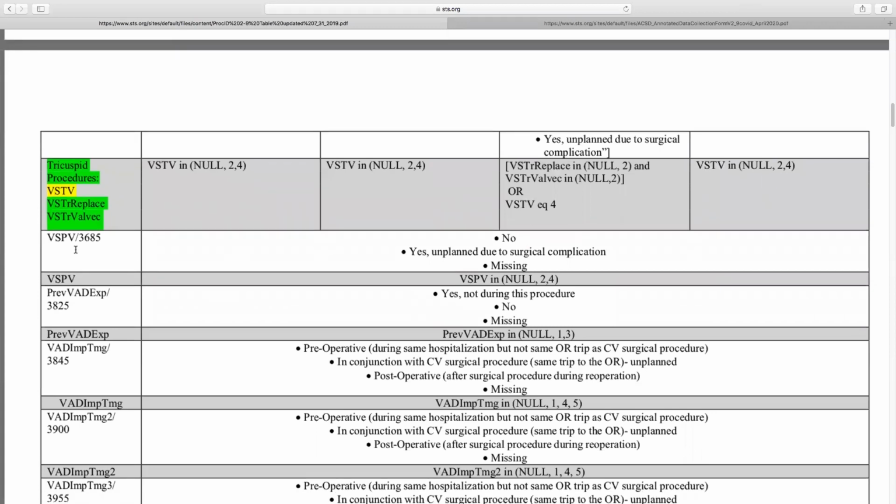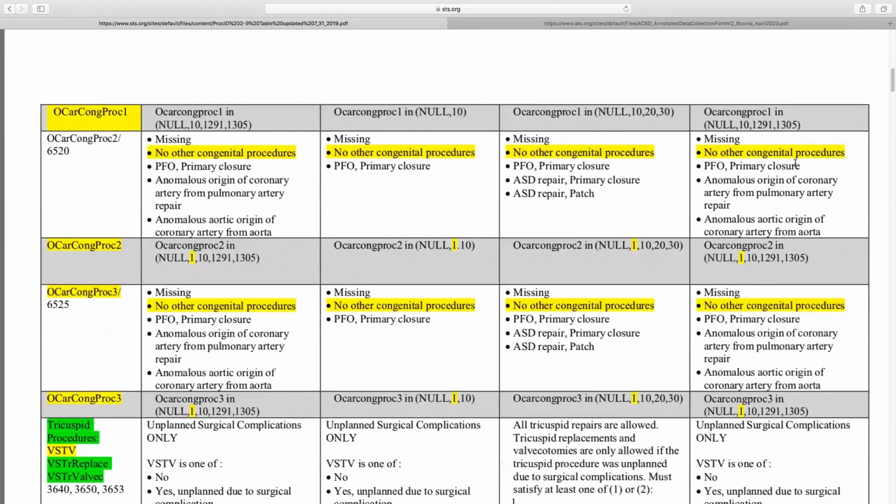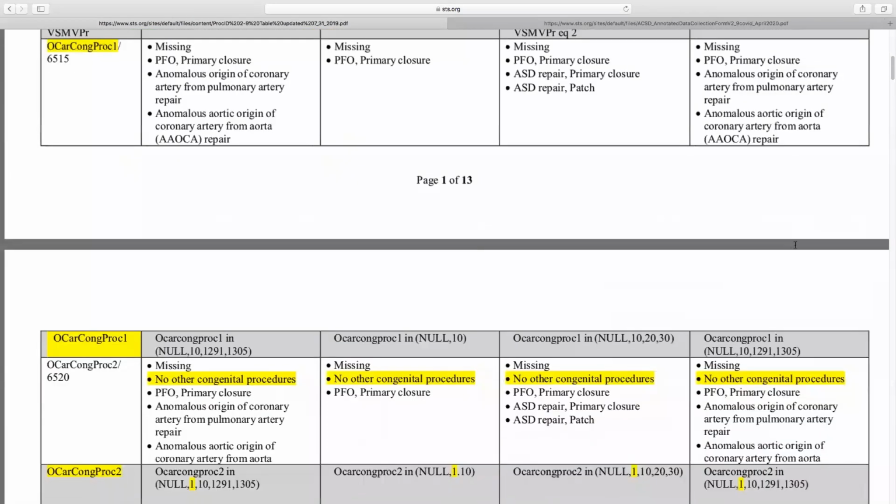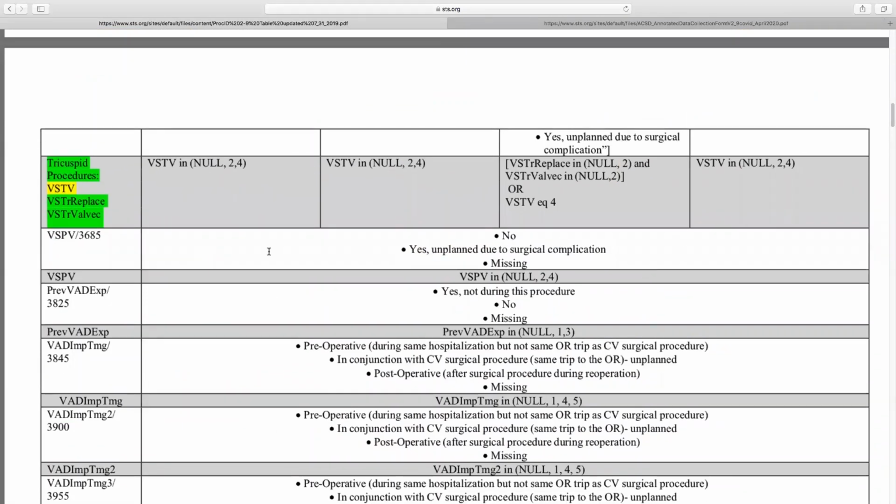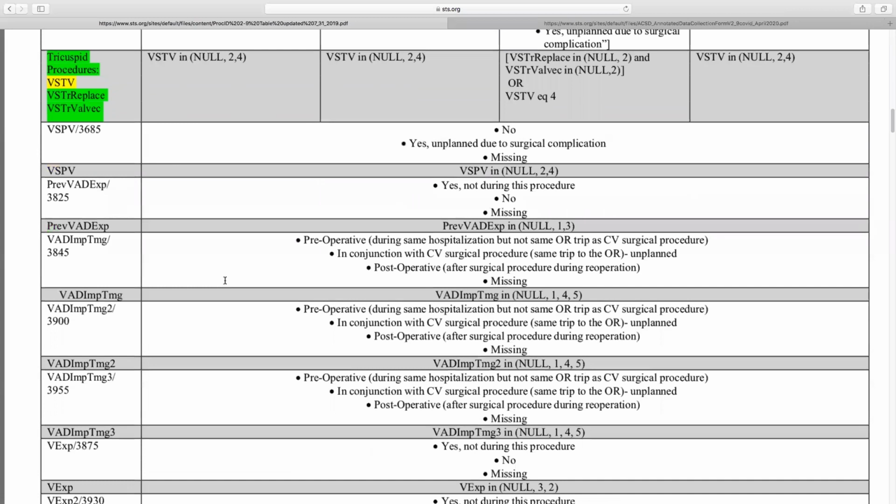And then, going back to the isolated CABG case, which is this first column here, we get to pulmonic valve, VSPV, sequence number 3685. It spans across all of these. This applies to all of the procedures that are ISO-CAB, ISO-AVR, ISO-MVR, and I believe CAB-AVR, ProcID 4. So this applies to all of ProcID 1 through 4. If VSPV is either no, yes, unplanned due to surgical complication, or missing, it will keep it in the respective isolated column that you're looking at. So that's how you read the ProcID chart.